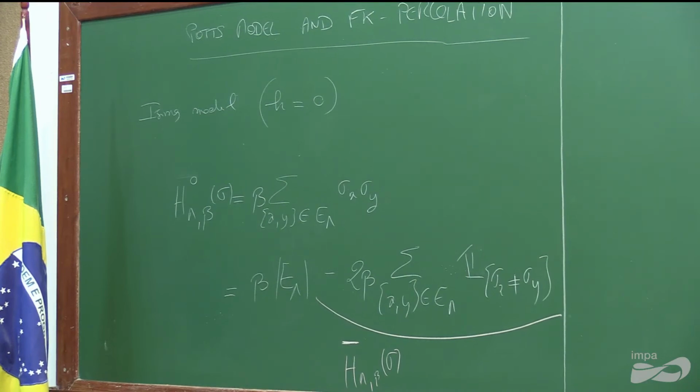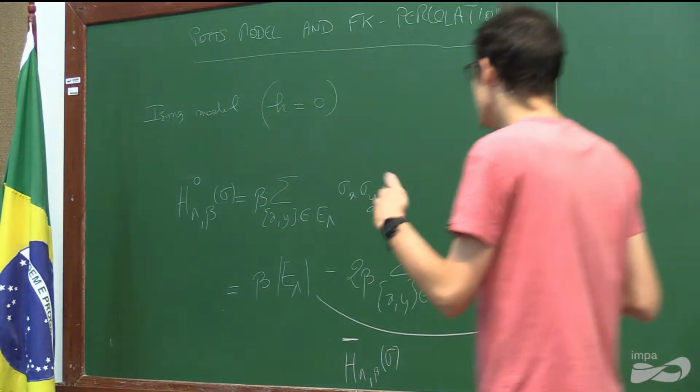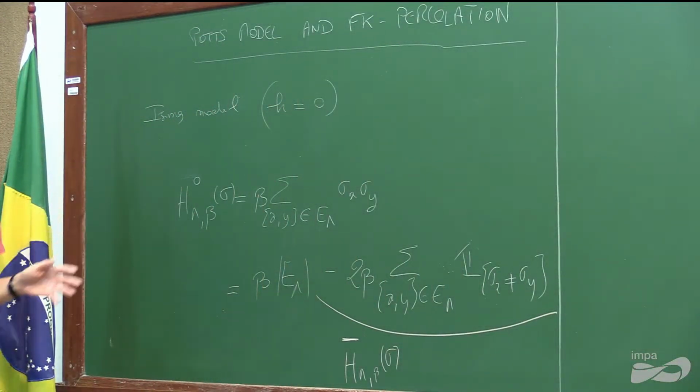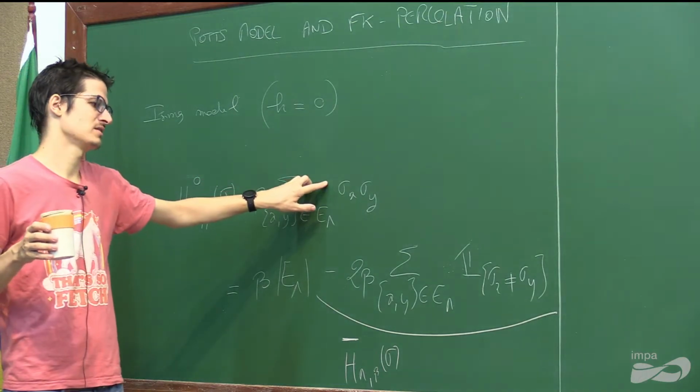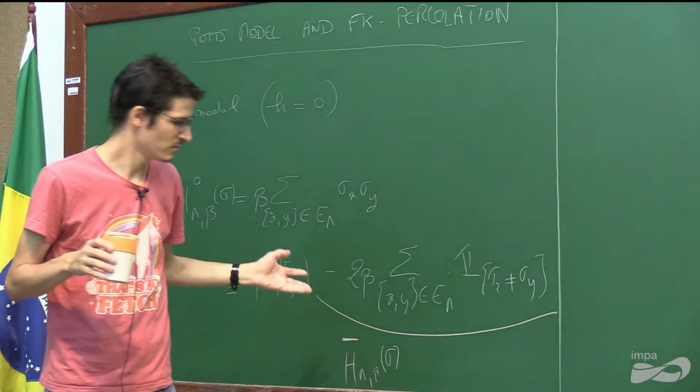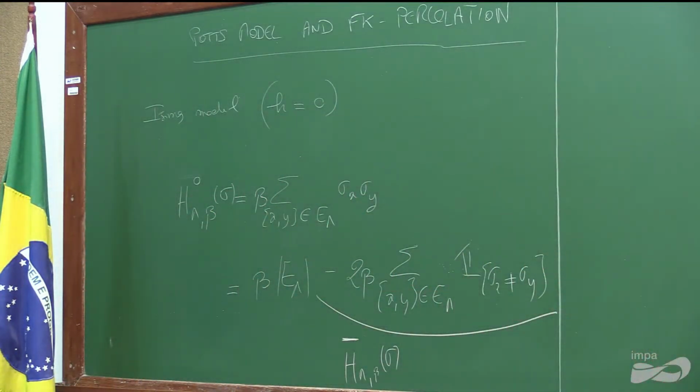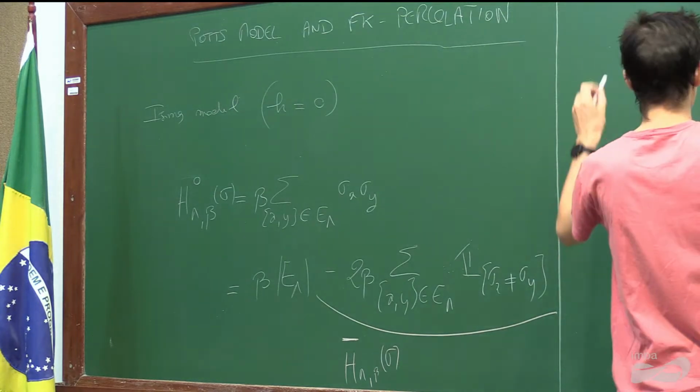Okay, so why am I saying all this? Well, because the idea of Potts model is just to look at the Ising model, but with more than two possibilities for spins. And if you have this expression here, it's not obvious. Here it makes much more sense. So, yeah, what is Potts model?